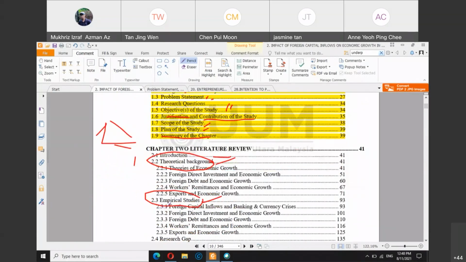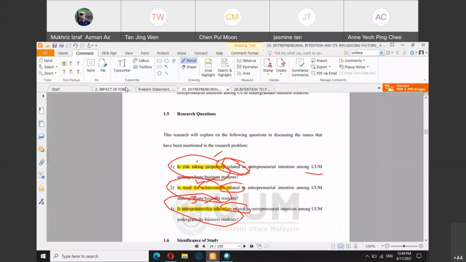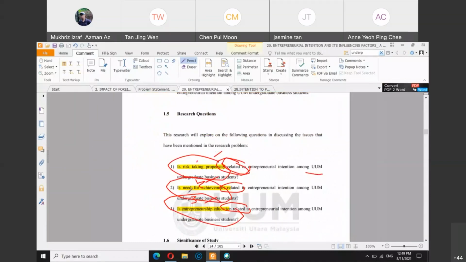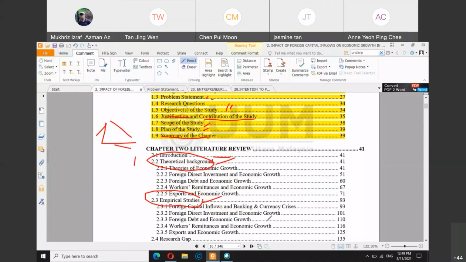So for example, 2.3.1 can be risk taking and entrepreneurial activity. 2.3.2 can be achievement and entrepreneurial activity. 2.3.3 will be, what is it? Education and entrepreneurial activity. What it means is that you are trying to find articles that have evidence showing that for each factor you want to analyze, there are people who have done it. What are the findings from Mr. A, from Mr. B?